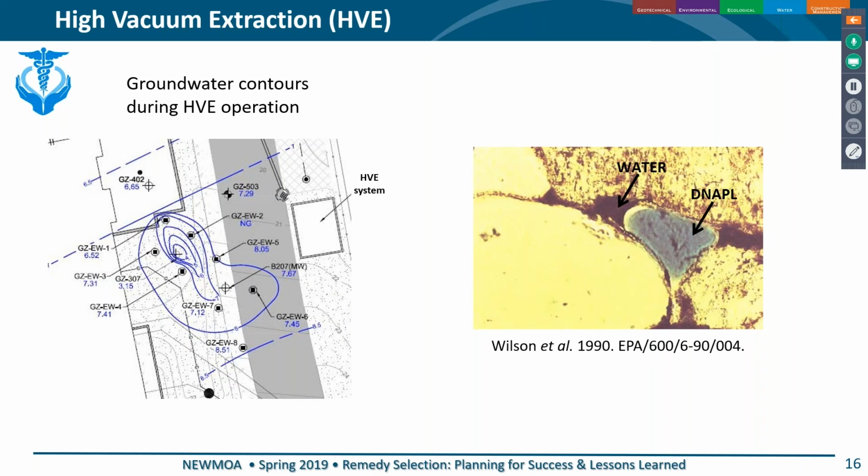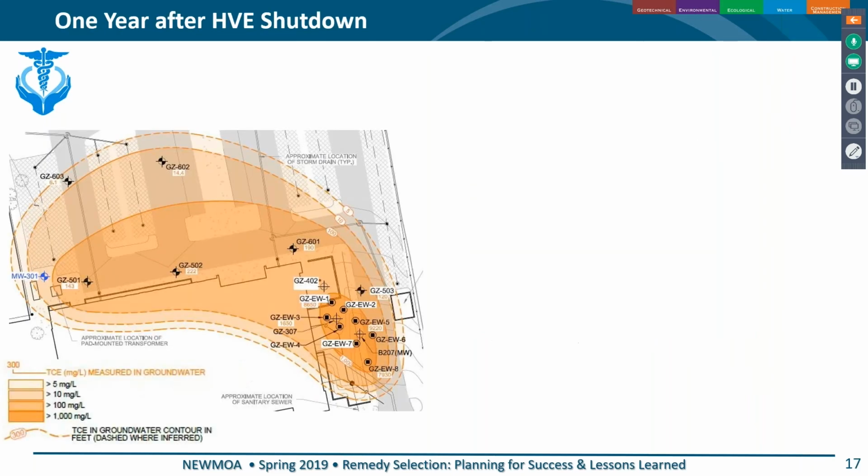And it was effective to a certain extent. I mean, obviously you can imagine it's not going to get them all out, but it definitely helped, and we were able to remove some source material. So that operated for 2 years, and what you're looking at here is the plume a year after the HVE system was shut down. You can see there's some rebound in the source area, and we will be applying additional remedy in the source area later.